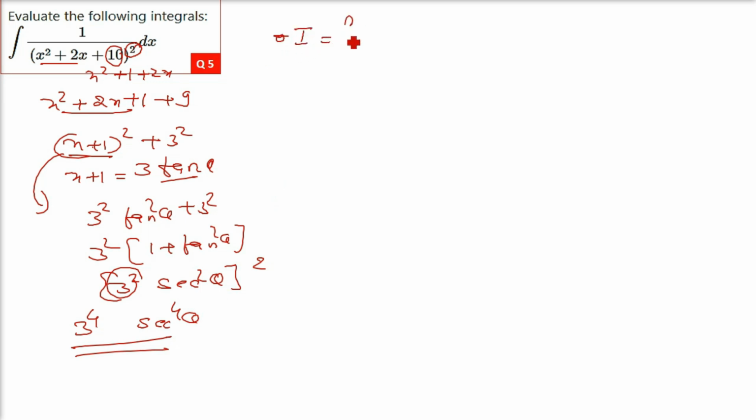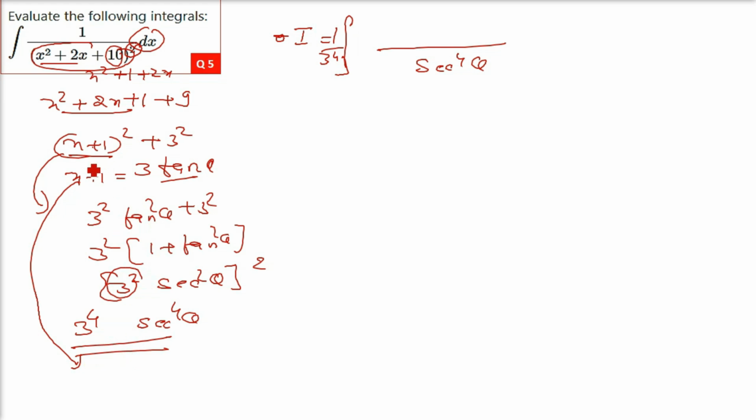This integration will become integration of this denominator. You can take this 3 to the power 4 to the outside of the integration, it doesn't affect. Sec to the power 4 theta remains in here. In place of dx, we need dx also. So we have to differentiate the assumption x plus 1 equals 3 tan theta. The differentiation of x plus 1 will be 1 only. So dx by d theta is going to be equal to 3 sec square theta. So dx has become 3 sec square theta d theta. Now you can just write it here, 3 sec square theta d theta.